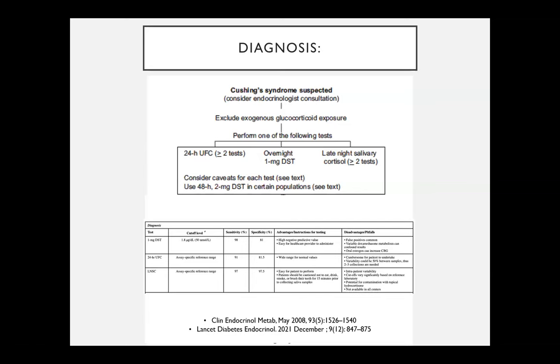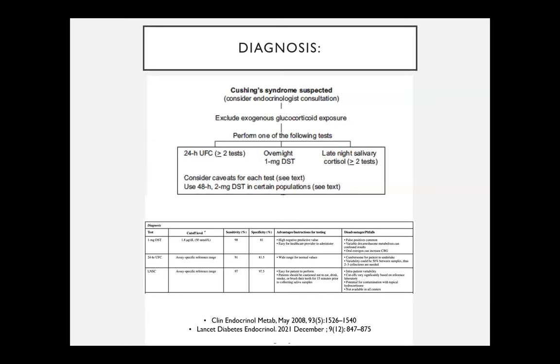So in general, once hypercortisolemia is suspected, the diagnosis is confirmed biochemically by a combination of a 24-hour urine free cortisol, overnight 1 milligram dexamethasone suppression test, and late-night salivary cortisol tests. The first-line tests have obviously high sensitivity. So for patients that we have a high index of suspicion, we usually perform two of the first-line tests.